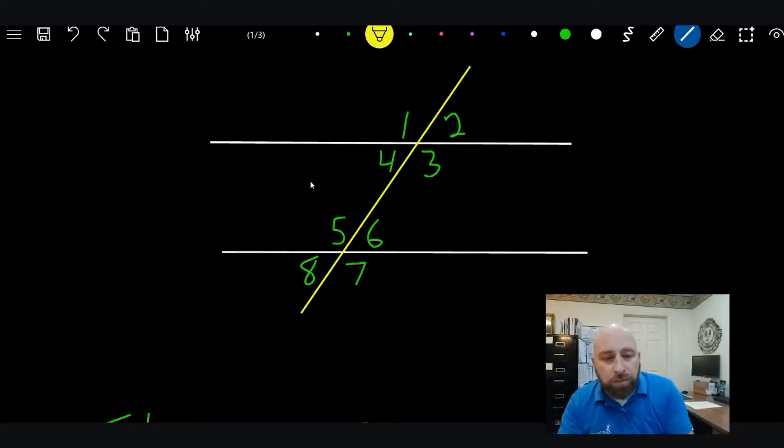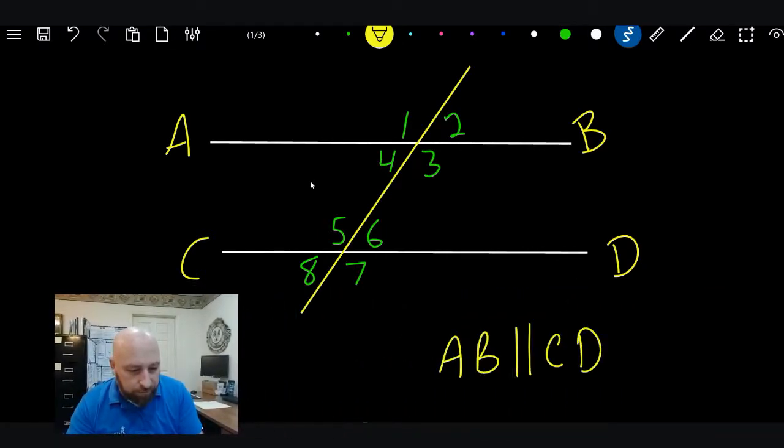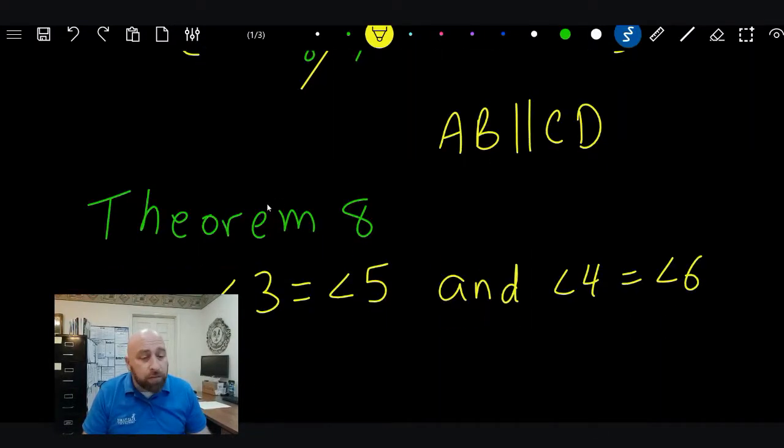You have to start with the premise that these lines right here, we could call this line AB and this line CD, that AB is parallel to CD. That's where we have to start in this theorem. If somebody doesn't tell us that, then none of the other things can be proven. So that would have to be in your given. This is something that they told us: AB is parallel to CD. So in this case, 3 equals 5 and 4 equals 6. That is theorem number 8.